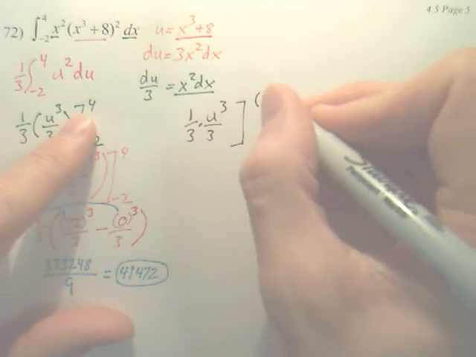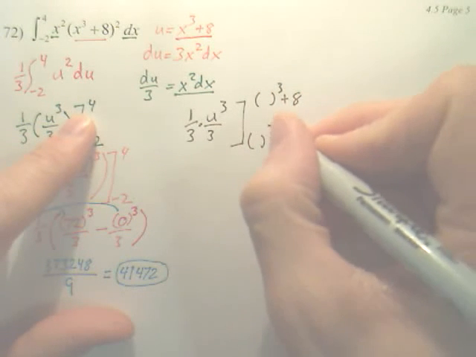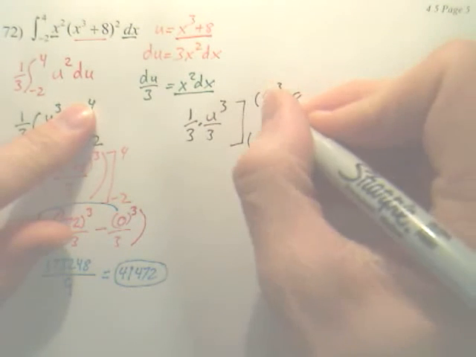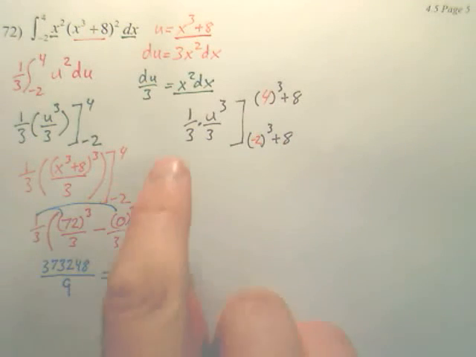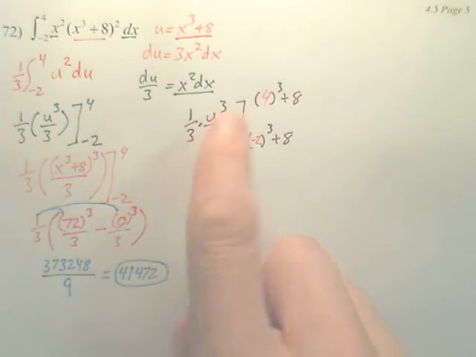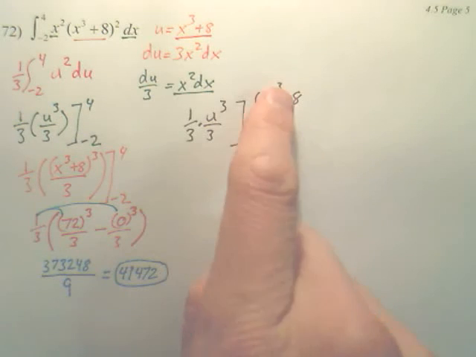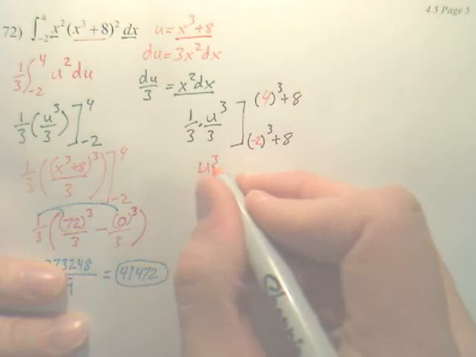So I'm going to take 4 and change it into u. U is x cubed plus 8. So what I'm going to do is take this 4 right here, plug it into u, and this -2 and plug it into u. So I left this, except I'm changing my interval and leaving it in terms of u. So again, I'm changing my interval in terms of u. So I now have u to the 3rd over 9.